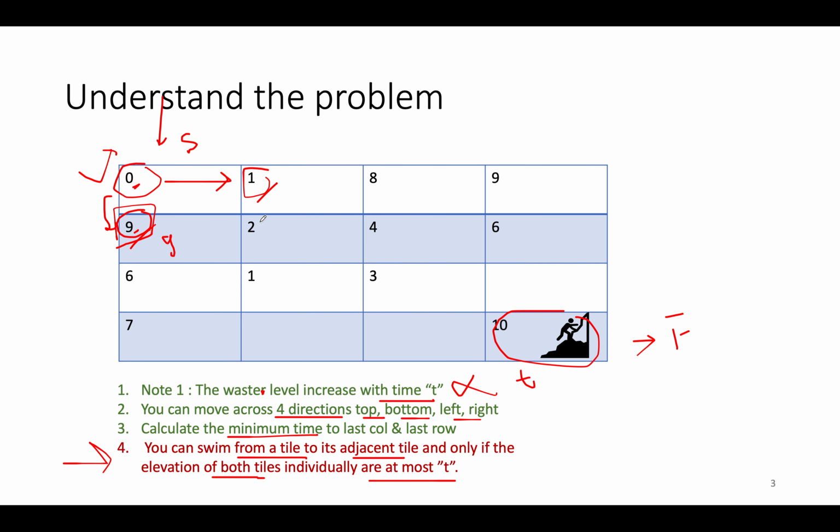If you are at this position, how many options do you have? Either you can go right, down, left or up. Up doesn't exist, left is already gone. So you have only two options, either this one or this one. How much time must have elapsed if you want to move in the right direction? 8 units of time. So remember this property. If you want to reach the bottom tile, 2 units of time must have elapsed.